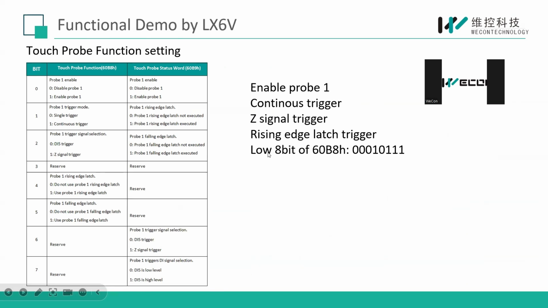So finally, for the low 8 bits, we should set it as this one: 0 0 0 0 0 0 1 0 and 1 1 1. This is our low 8 bits.